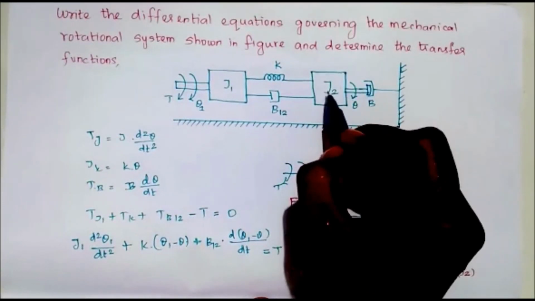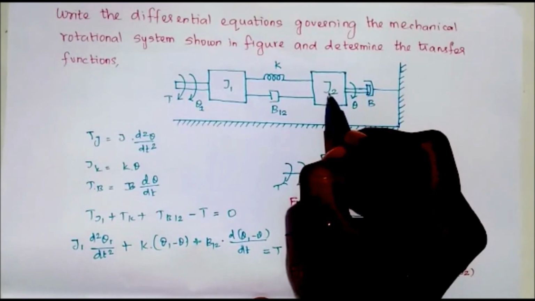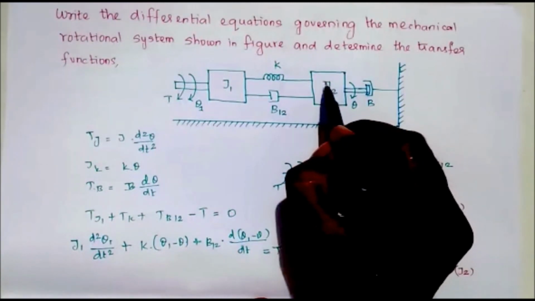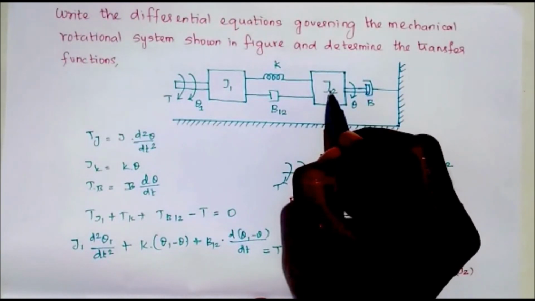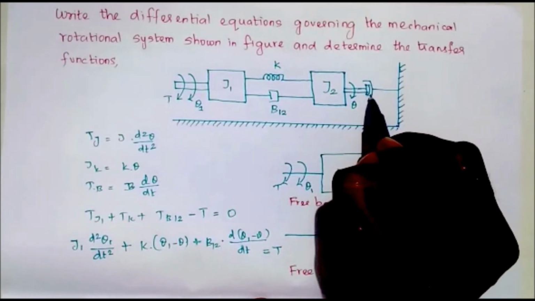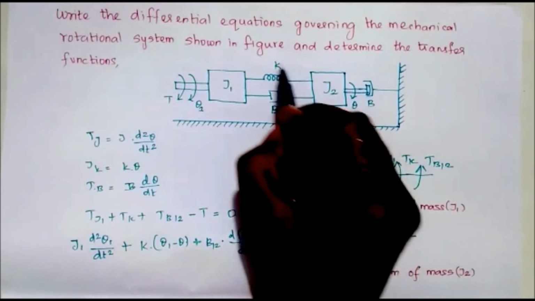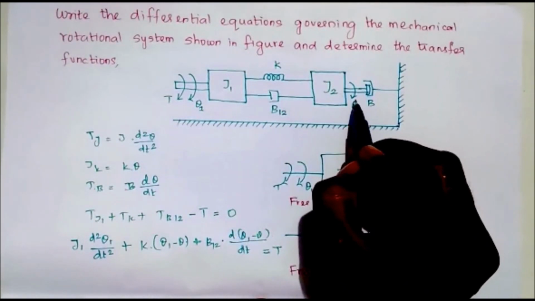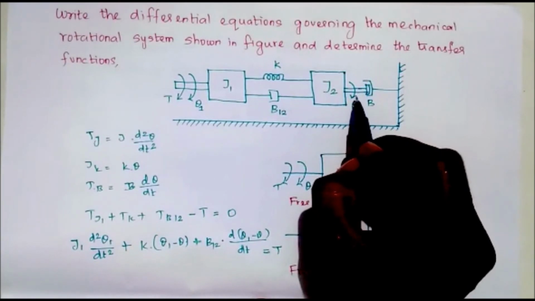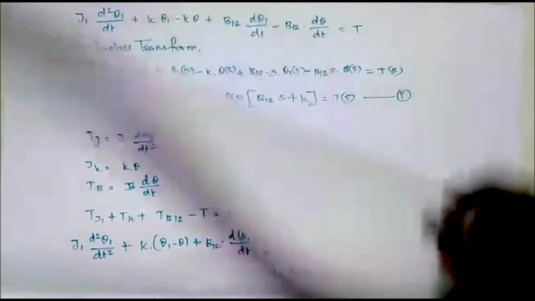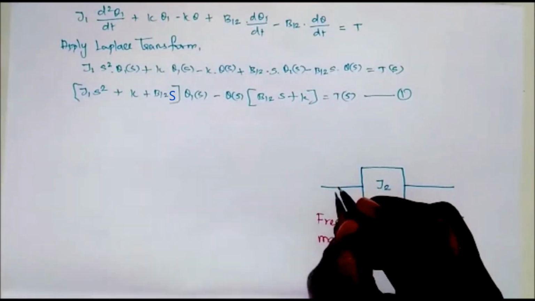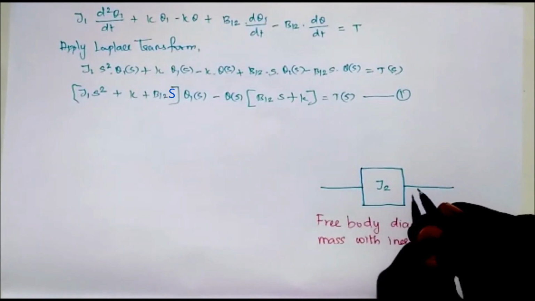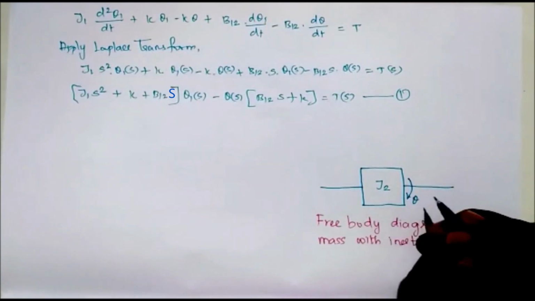Next we have to consider the moment of inertia J2. For that, what are all the torques acting on it: due to its own torque first, then due to this dashpot, and due to this spring. There are 4 opposing torques in this. Next, the angular displacement is theta, so this is J2. For this one there is no applied torque, but its angular displacement is theta.